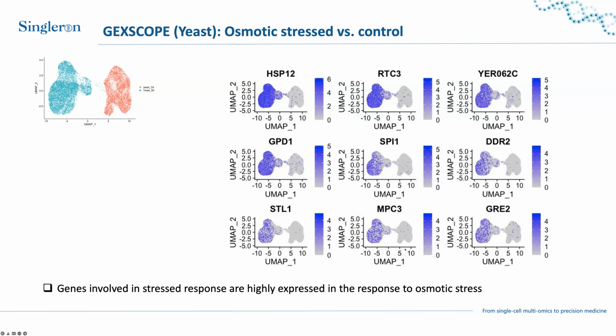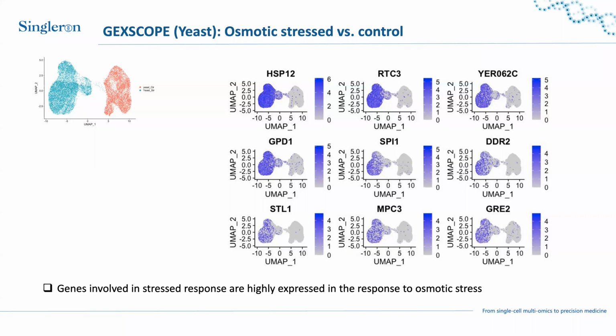Another example is GRE2. This is also a stress responsive gene, which is usually, according to literature, induced by stress. So you can say that you can analyze this very well with the yeast kit.